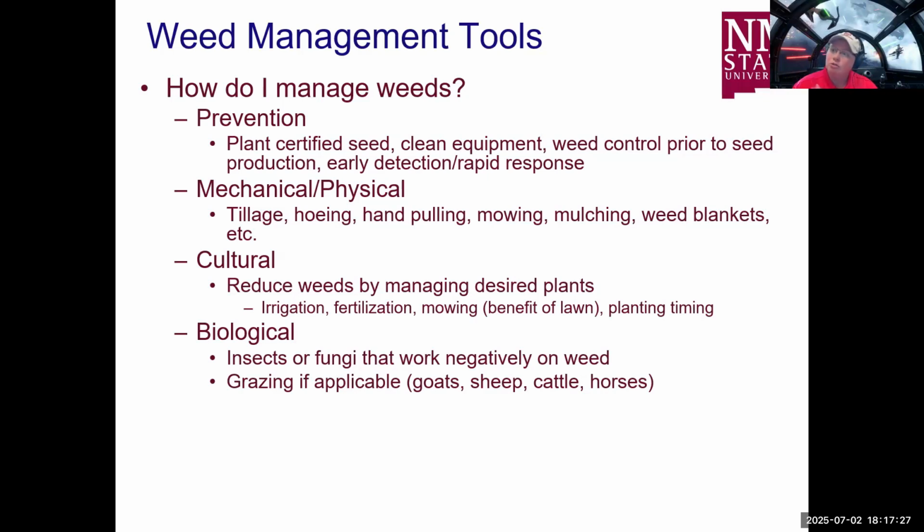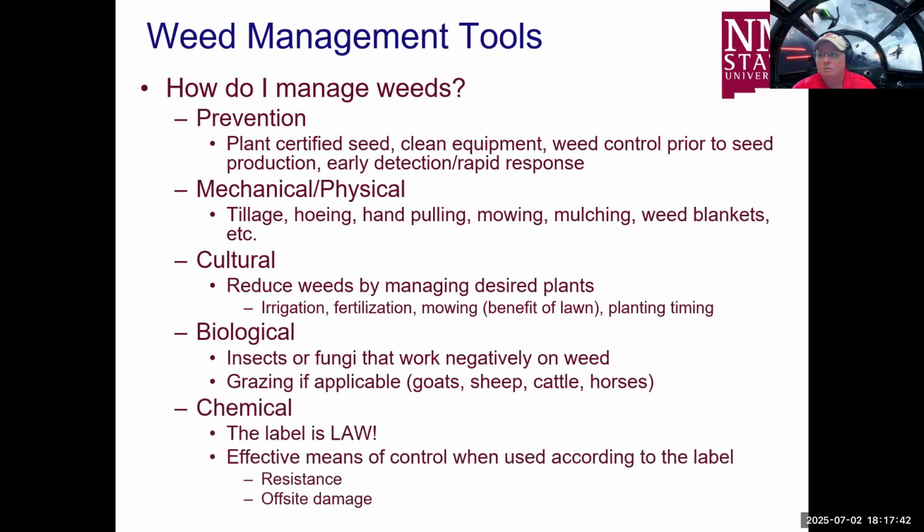Therefore, they are a useful tool in your tool bag, just like everything else in this list. They can cause a lot of damage, and then if you follow that damage with other traditional management practices, that's that much more injury you cause to that weed. Working smarter, not harder. And then, of course, chemical.